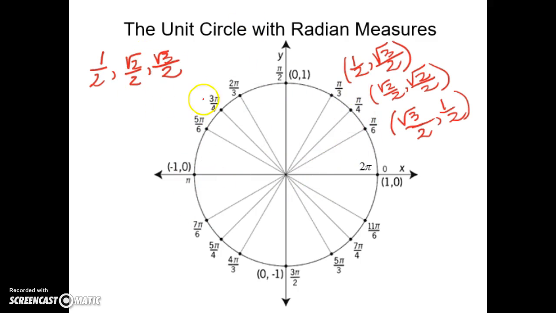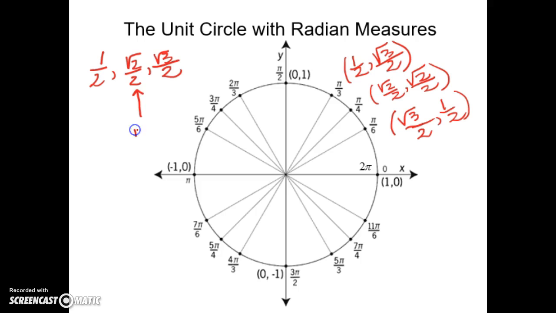Let's say I ask you, without you having the unit circle in front of you, what the cosine was for 11 pi over 6, and you're like, I don't know, how can I find that? Well, here's a quick way to find it.